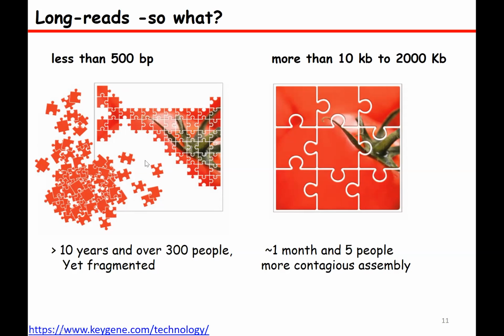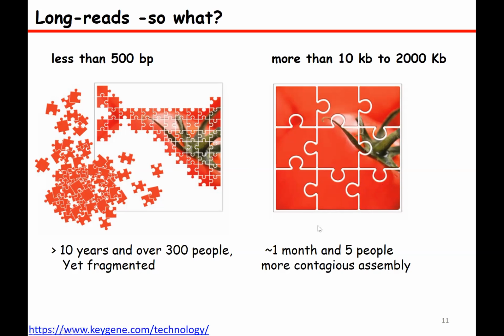This is what you see because you don't know where to put these puzzle pieces. With short reads, there's a lot of complexity. But when these puzzle pieces are bigger, you are definitely able to put them together and make a more contiguous assembly. You won't have a complete assembly otherwise if you want to use it for further analysis and crop improvement.